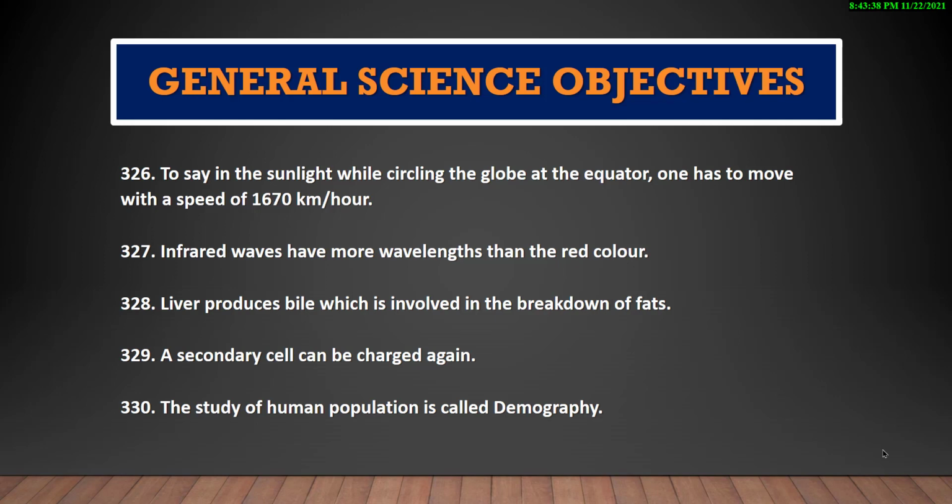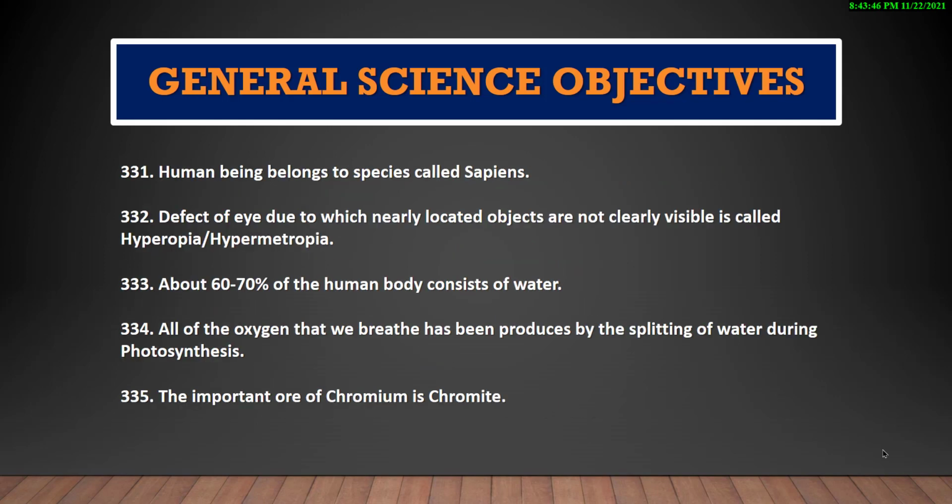The study of human population is called demography. Human beings belong to the species called sapiens. The defect of the eye due to which nearby objects are not clearly visible is called hyperopia or hypermetropia. About 60 to 70% of the human body consists of water. All of the oxygen that we breathe has been produced by the splitting of water during photosynthesis.